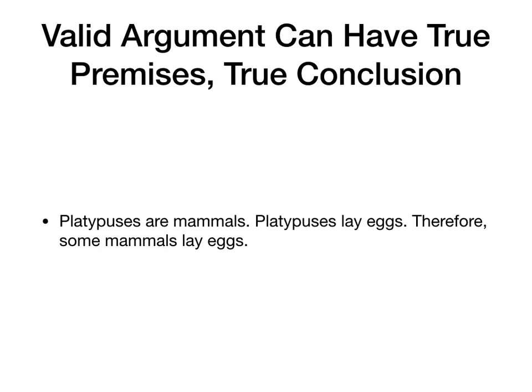Here's a valid argument with true premises and a true conclusion. Platypuses are mammals. Platypuses lay eggs. Therefore, some mammals lay eggs. True premises, they are in fact mammals. They do lay eggs. True conclusion, right?